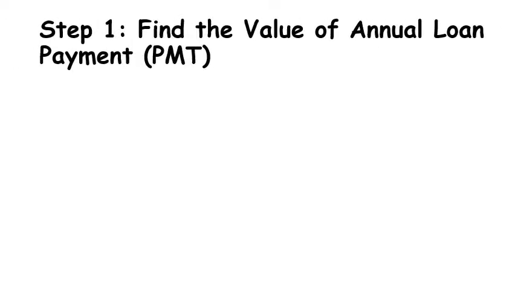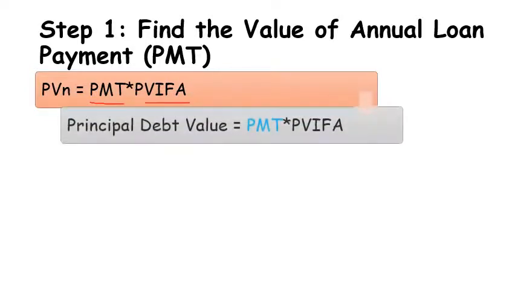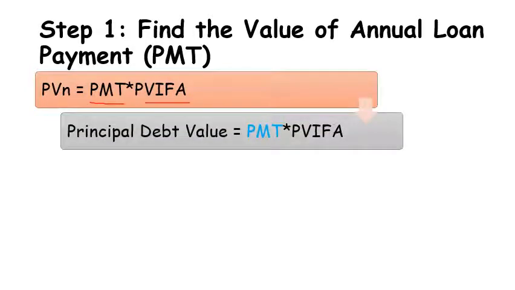So to find the value of the annual loan payment, you will recall the equation of present value of annuity, in which you multiply the amount of payment times the present value interest factor for annuity. The present value of annuity is the principal value of debt. In our case, it will be 6,000.